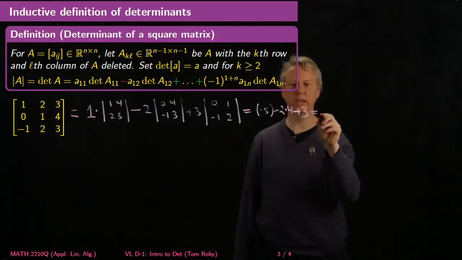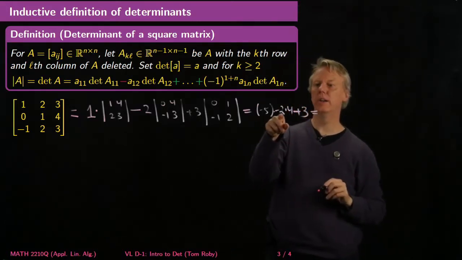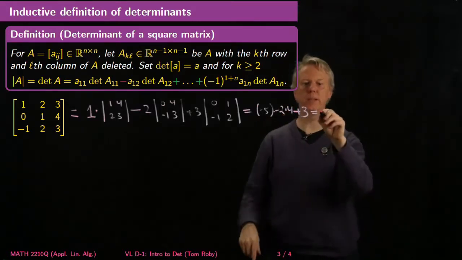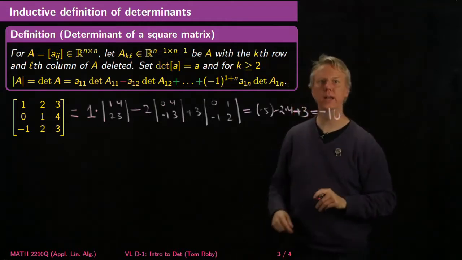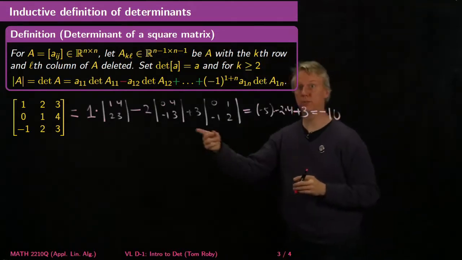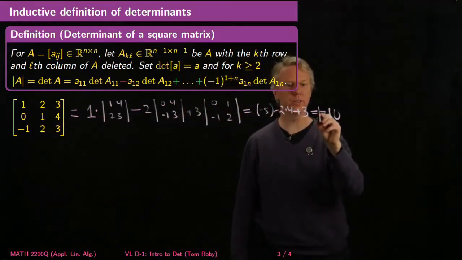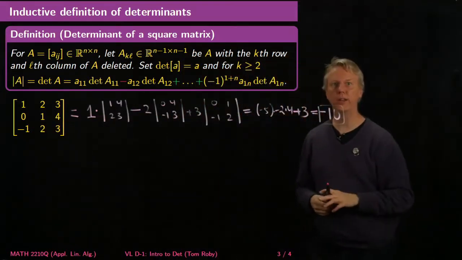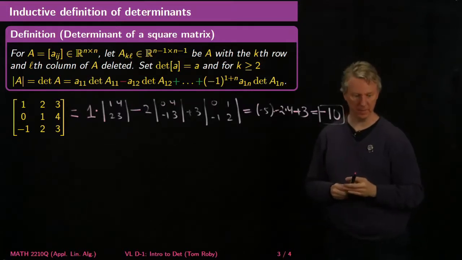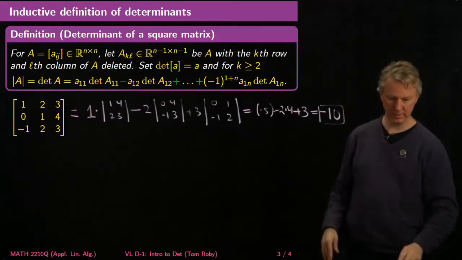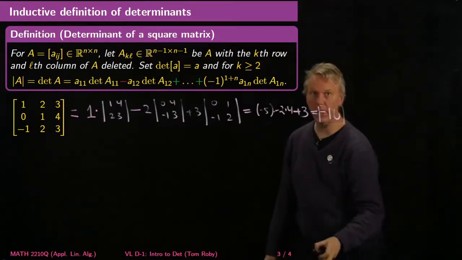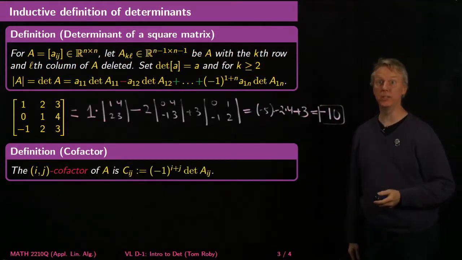And when everything settles, what is that? That's negative 5 minus 8 plus 3, which should be negative 10. OK? So that's the determinant of this 3 by 3 matrix. I started with a 3 by 3 matrix, and my final answer, the determinant of this, is just the value negative 10. OK. Now, we'll talk more about other ways to compute this and what this means.